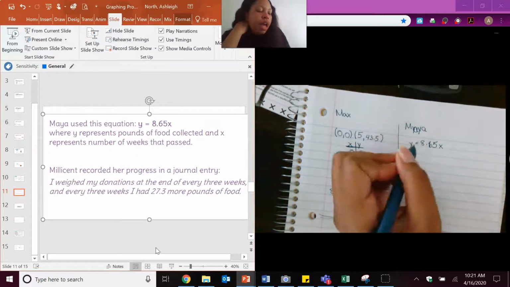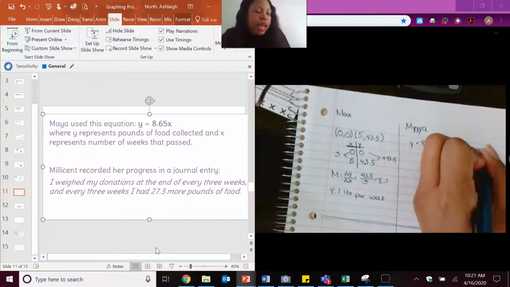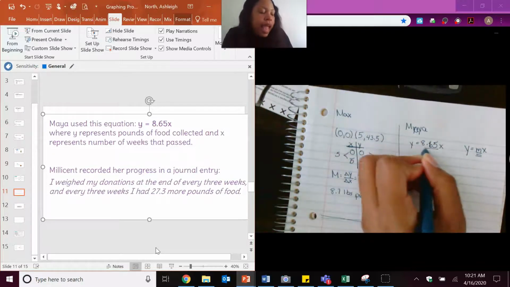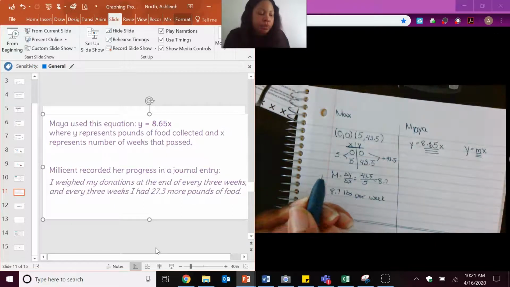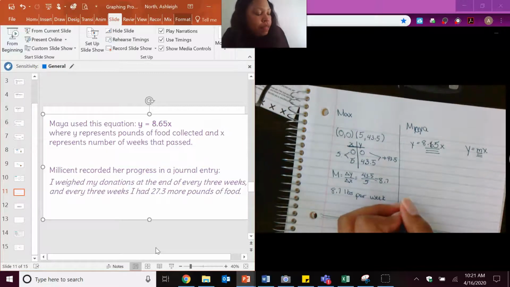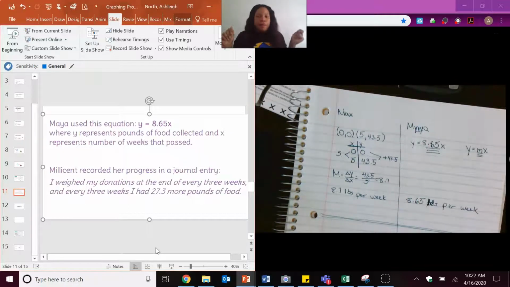So, if Maya used the equation Y equals 8.65, I know that the equation for proportional relationships is Y equals MX. And the only thing that I want is the M. So in this instance, 8.65 is the M. So I can go ahead and just take from that. I don't have to figure anything else out. And I can take that Maya's pounds was 8.65 pounds. I'm sorry. Per week. And hey, I'm done with Maya.